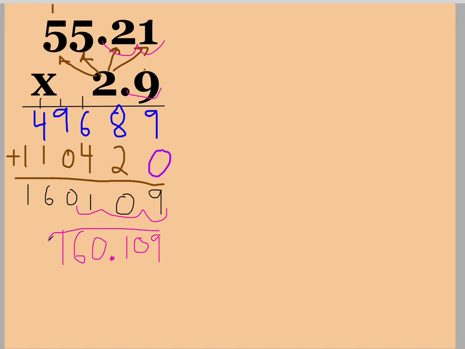All right. Let's check our estimation real quick too. 55 and 21 hundredths rounds to 55. Okay. 2 and 9 tenths rounds to 3. So if I would work this out, I'd get 165. My final answer is close to that. I don't have over 1,000. I have close to 160. All right. So this estimation can help me.